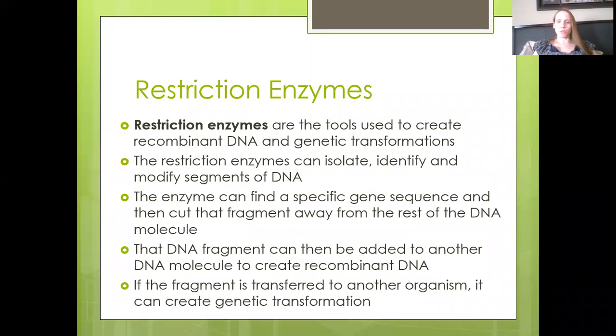Restriction enzymes are the tools that are used to create recombinant DNA and genetic transformations. So the restriction enzyme can go into the nucleus of a cell, and it can identify and isolate a segment of DNA. It can identify a certain segment of DNA and essentially snip it out of the rest of the DNA molecule. The enzyme can find a specific gene sequence, and then it cuts along that specific gene sequence as well. And then we can take that DNA fragment and add it into another DNA molecule to create the recombinant DNA.